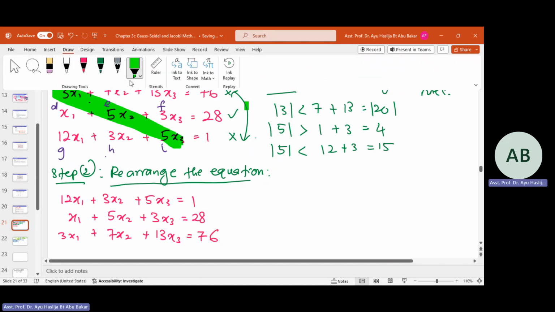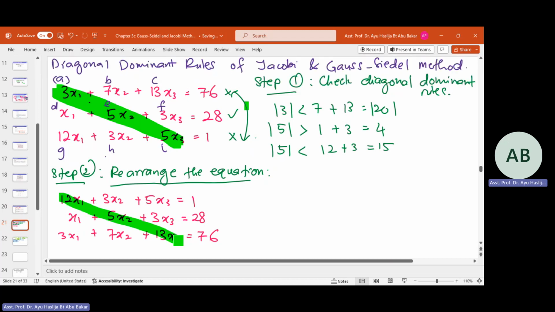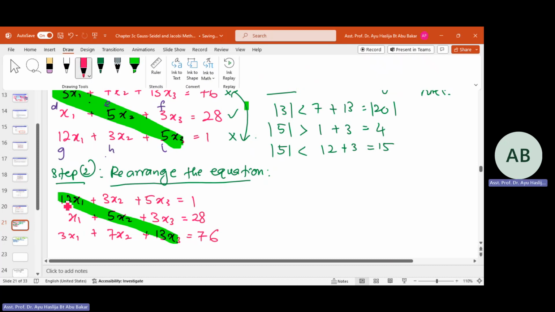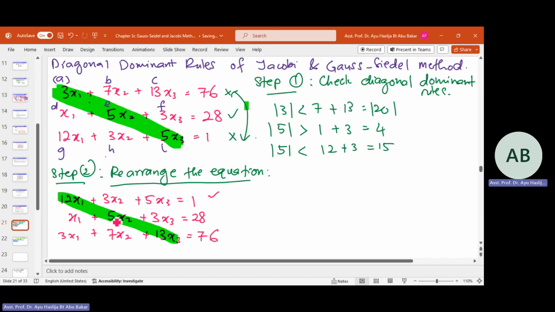Okay, just to counter check the diagonal dominant. So you check back. A for equation 1 here, larger than 3 plus 5. Confirm. Correct. E larger than 1 plus 3. Correct. 13 over here, which is the I, larger than 3 plus 7. Correct. Okay, so now you can proceed to generating the unknown equation.